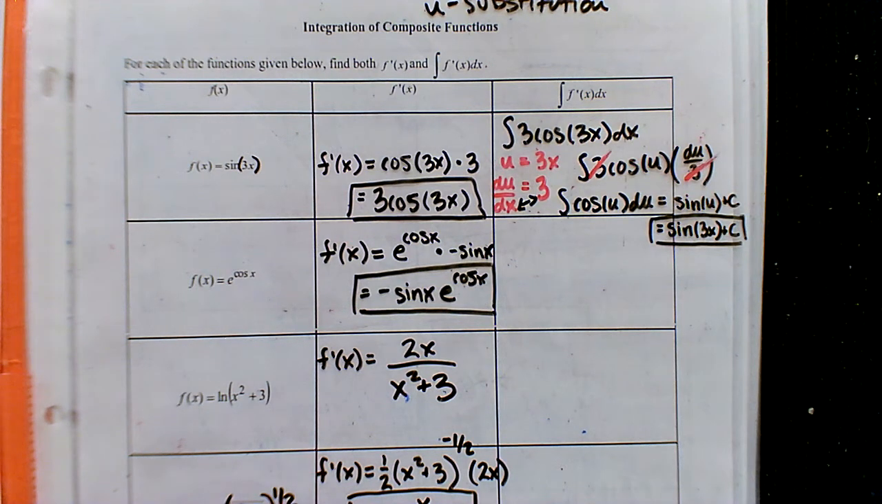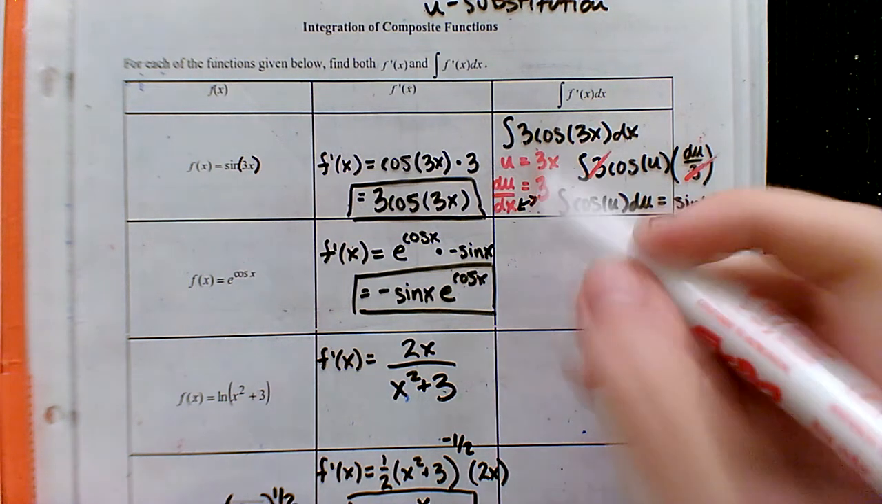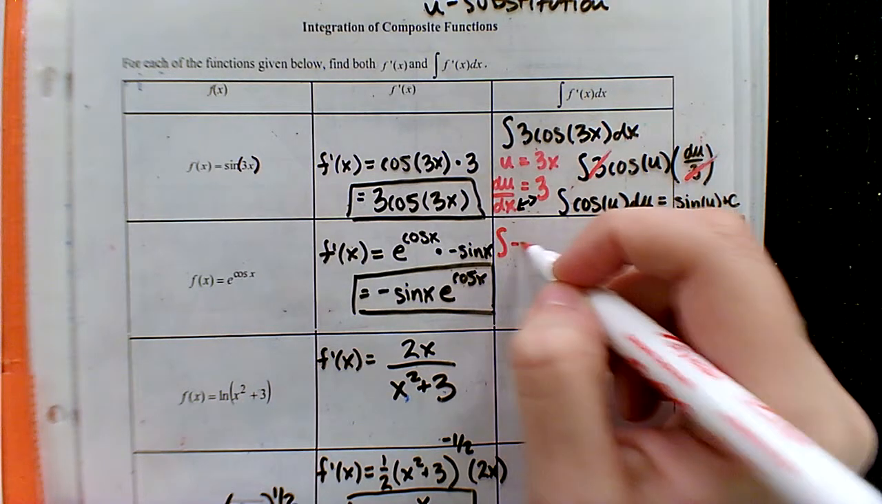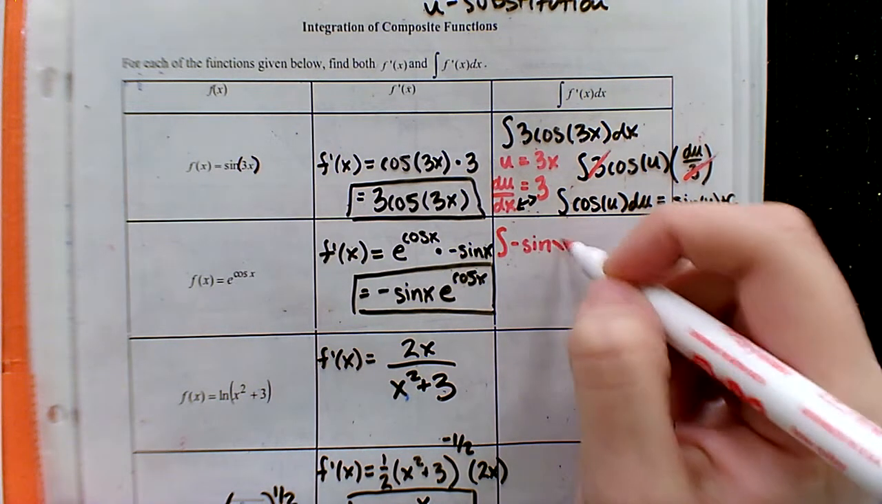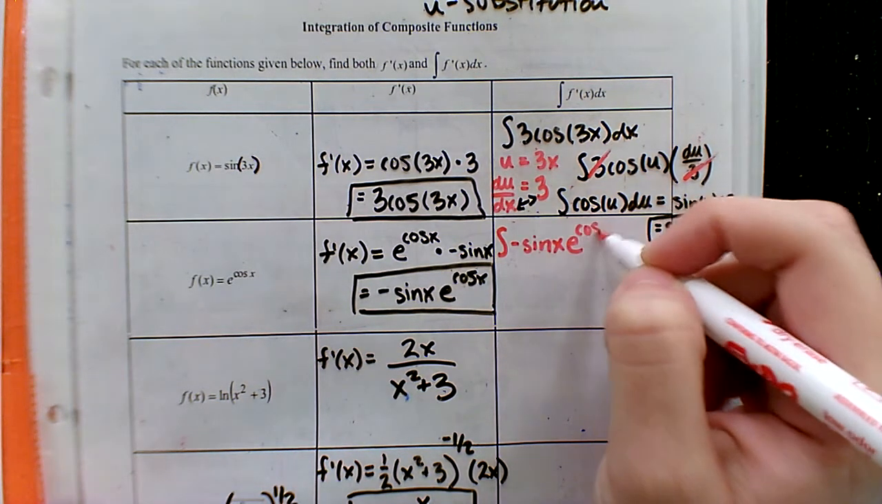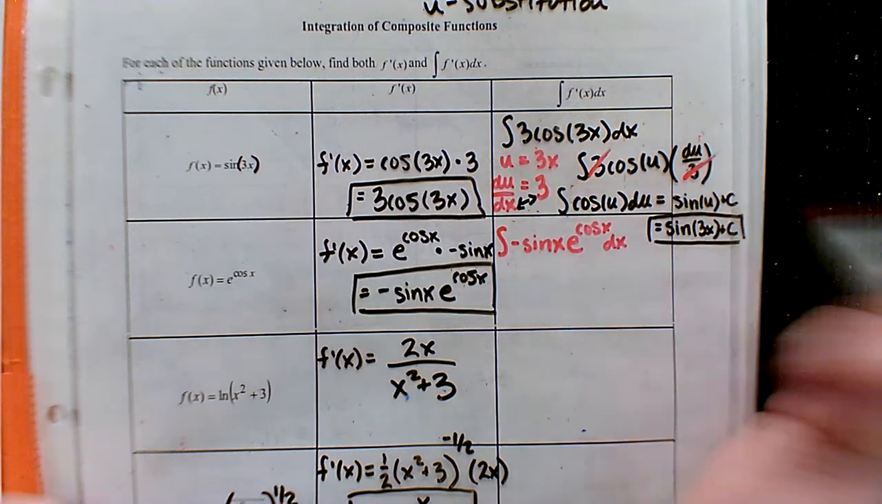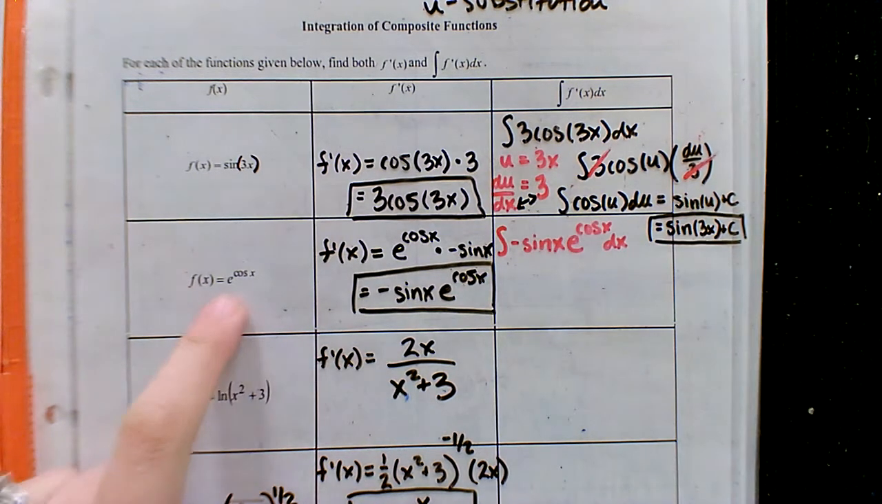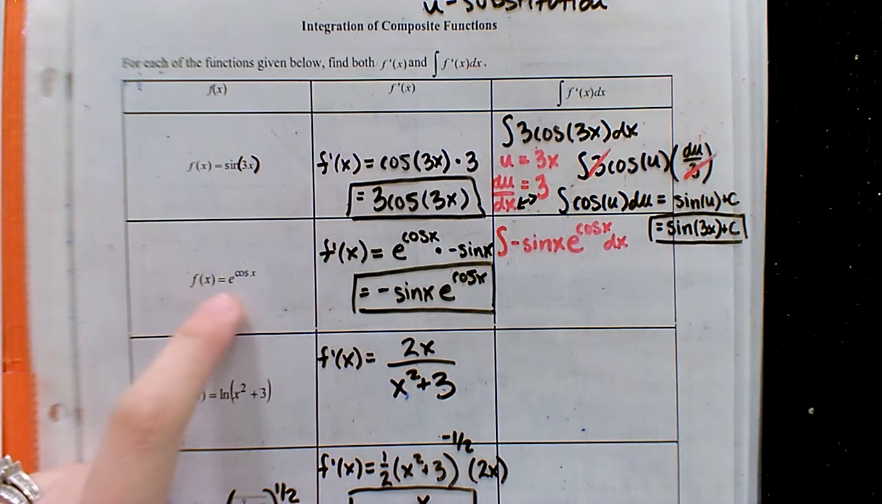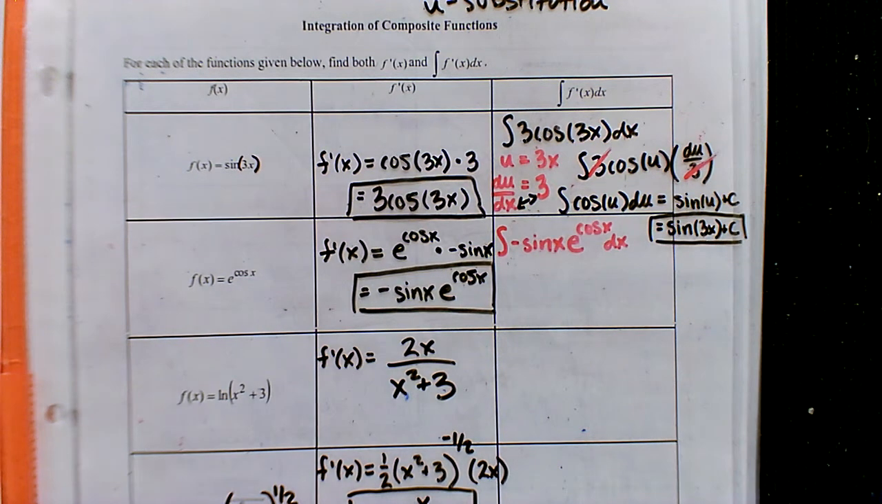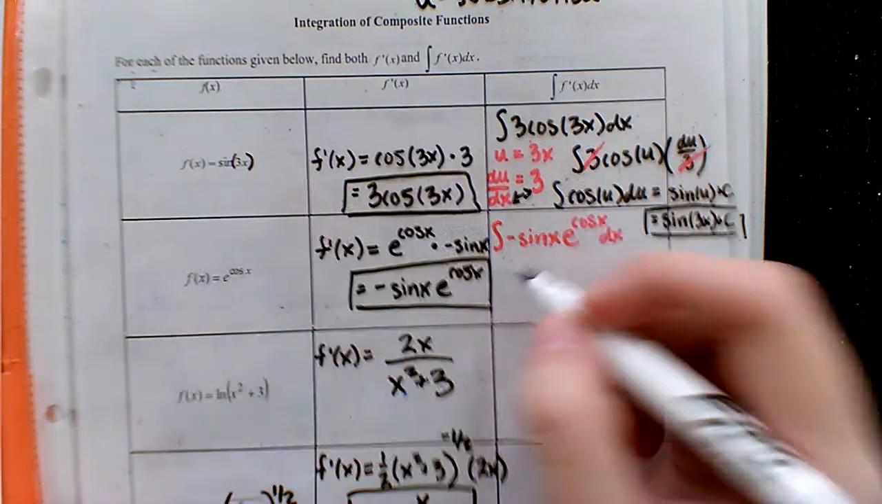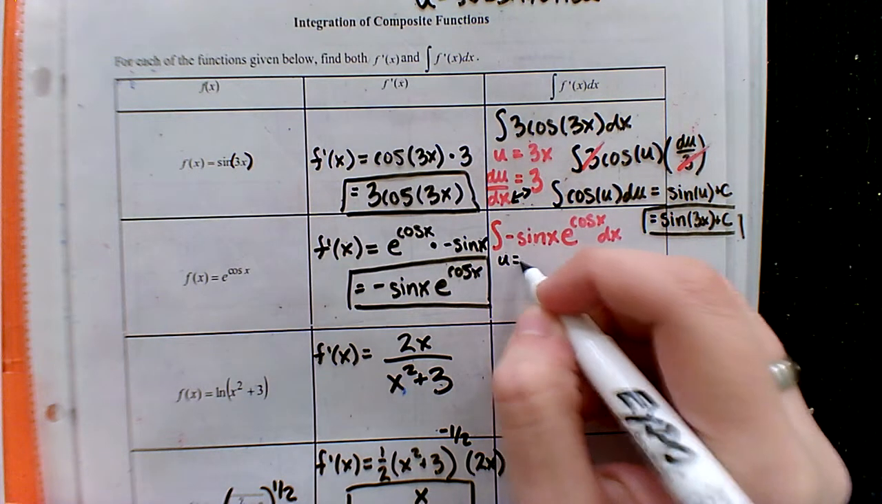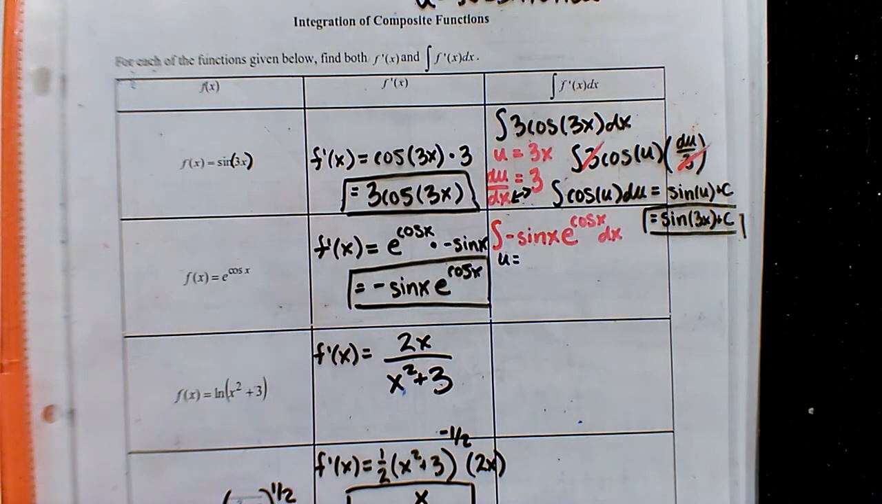All right, let's try the next one. So we're going to work backwards from negative sine x e to the cosine x. We already know what our answer should be. It should be e to the cosine x, that original function we started with. But let's see if we can get there using u substitution. So the question is, in this case, what do you want to let u be?